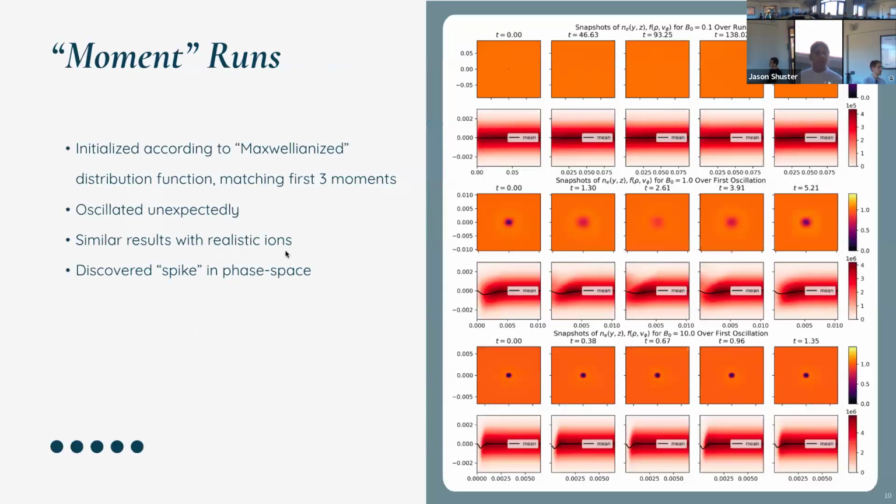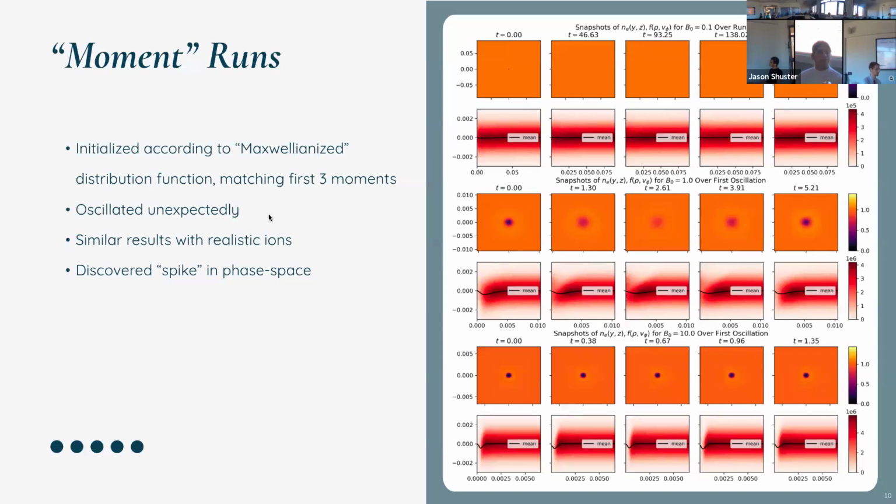Our first runs involved a Maxwellianized distribution function. And what I mean by that is at each point in space, particles were sampled from a normal distribution that matched the first 3 moments of the actual distribution function. Those first 3 moments being the density, the bulk flow, and the temperature. This is not actually the true distribution, but it was presumed to be close enough. It's pretty common in codes to sample particles like this because it's the simplest way to do it.